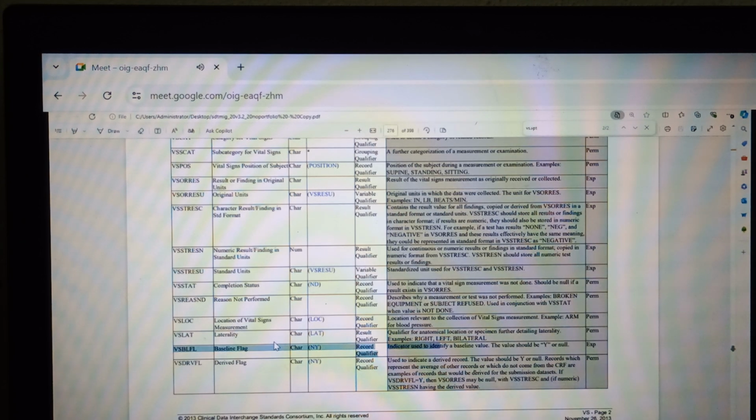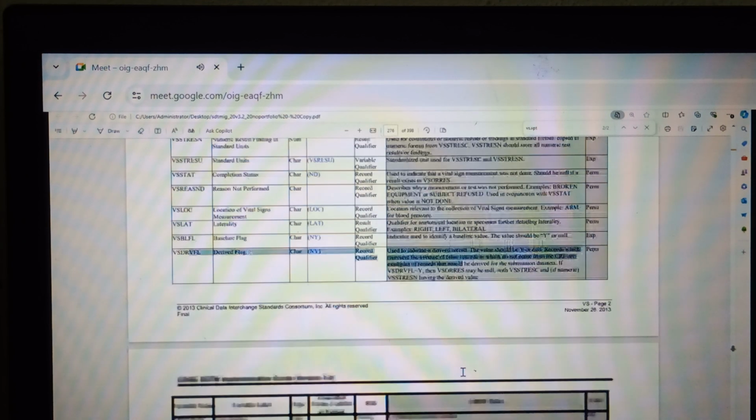Clear, sir. Okay, great. So the next is the VSDRVFL, the derived flag. If any variable is derived, that particular record we can put as a derived flag. For example, let's say the baseline flag only. This is the derived value, so there we can put this value as a Y.